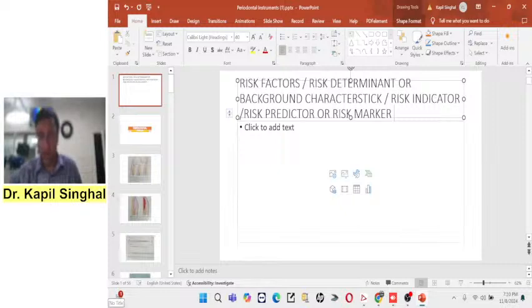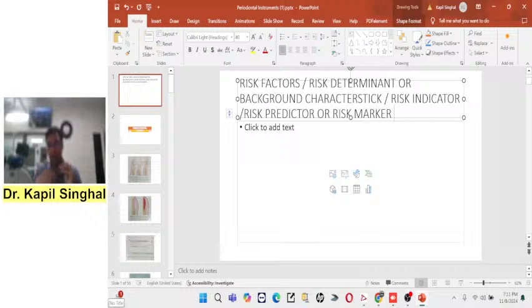Okay. So now the second is risk determinant or background characteristics. In risk determinant or background characteristic, the definition is, these are risk factors that cannot be modified. So those risk factors which cannot be modified are known as risk determinants or background characteristics. Now what are the examples? Genetic factors, age, gender, socioeconomic status, and stress. Okay, so all these are examples.